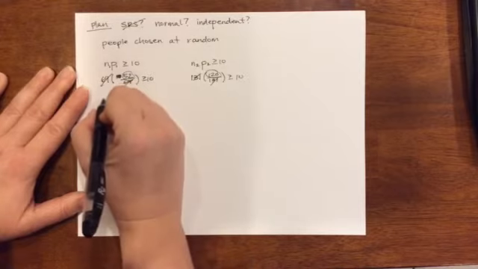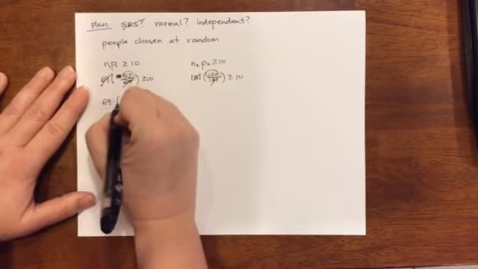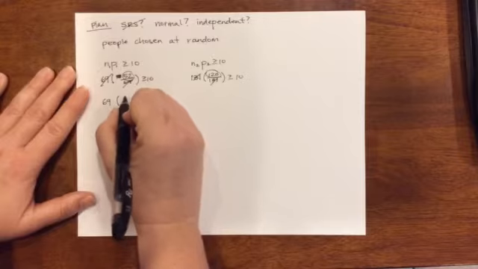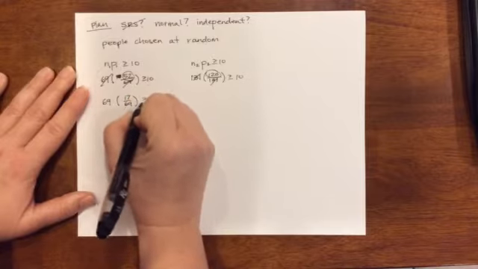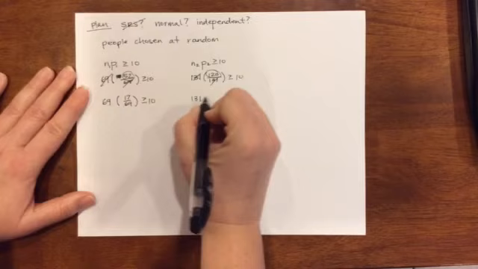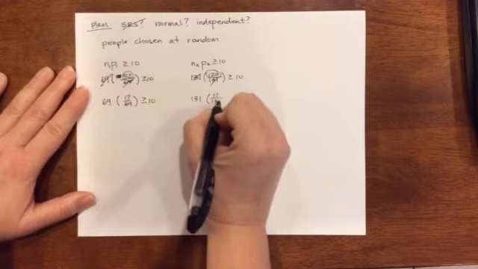Okay, we also need to check the complement. So the complement of that fraction is 17 over 69. And the complement of this fraction is 11 over 131.